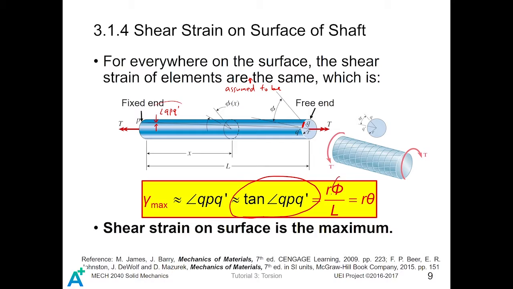But we know that phi over L is just the rate of change of angle of twist, theta, so it is simply R theta. Notice that the shear strain on the surface is the maximum. In case you are talking about the shear strain inside the material, then for any element located inside the material, its distance from the center of the circular prismatic bar must be less than the radius of it. Consequently, the shear strain inside the bar must be smaller than those elements on the surface. Therefore, we conclude that shear strain on the surface is the maximum.